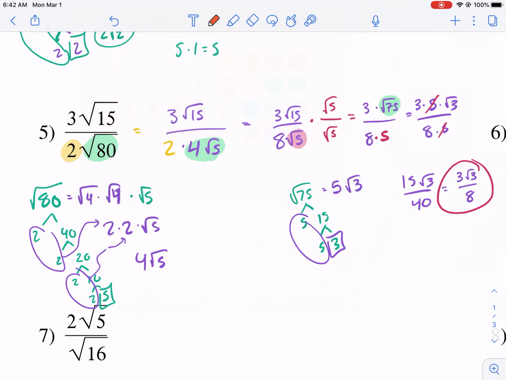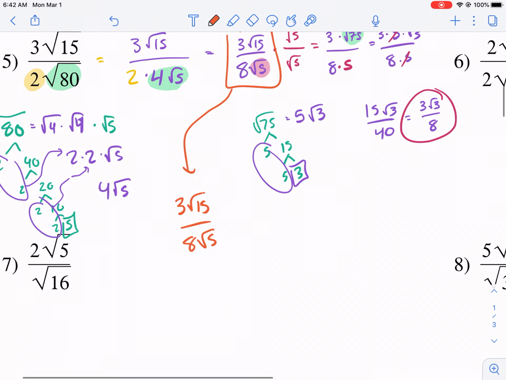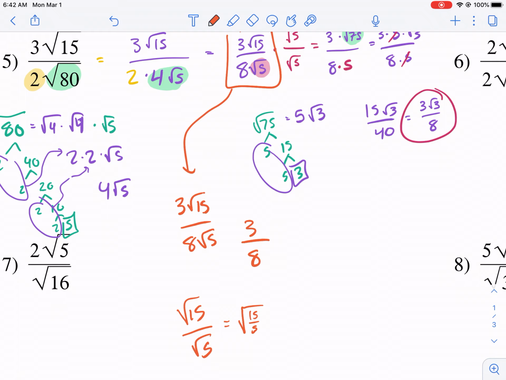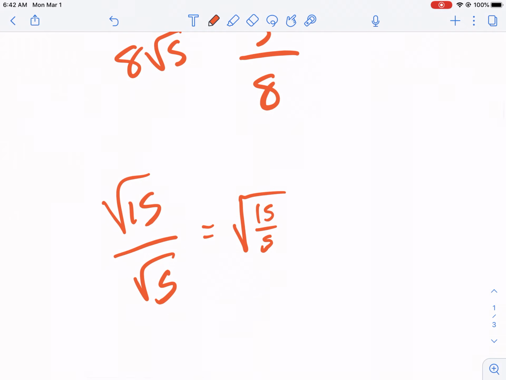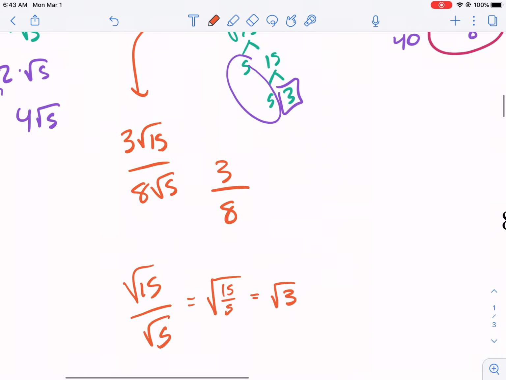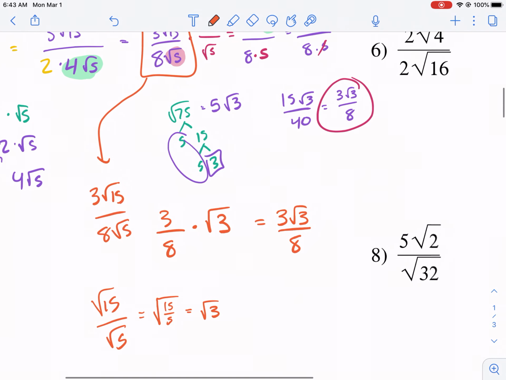Okay. Now let me go back and show you an easier way to do this. Okay, so let me go back here. An easier way. Over 8 radical 5. Okay, because we have this 3 over 8, okay, but this square root of 15 over square root of 5, this can be rewritten as square root of 15 over 5. Okay, you can do that with radicals. You can put them back in the same house if they both have the same radical, and that just becomes square root of 3. So then this becomes square root of 3. Well, that becomes 3 radical 3 over 8, and you can see that is another way to do this problem.